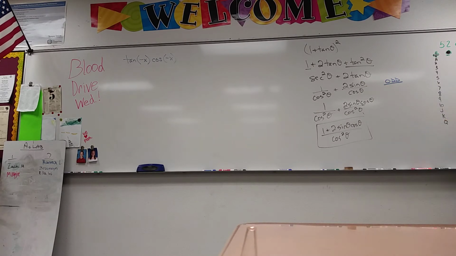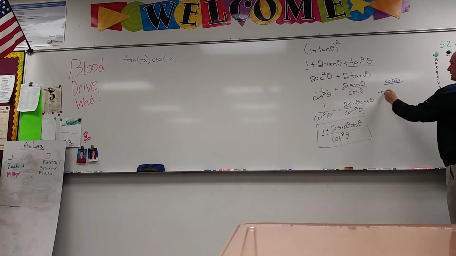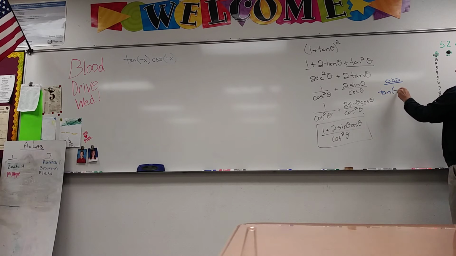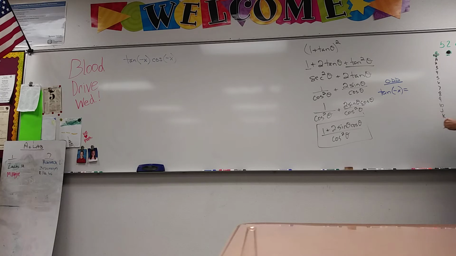An odd function means that the tangent of negative x is equal to negative tangent of x. In other words, if the tangent of x is 1/2, the tangent of negative x is negative 1/2.